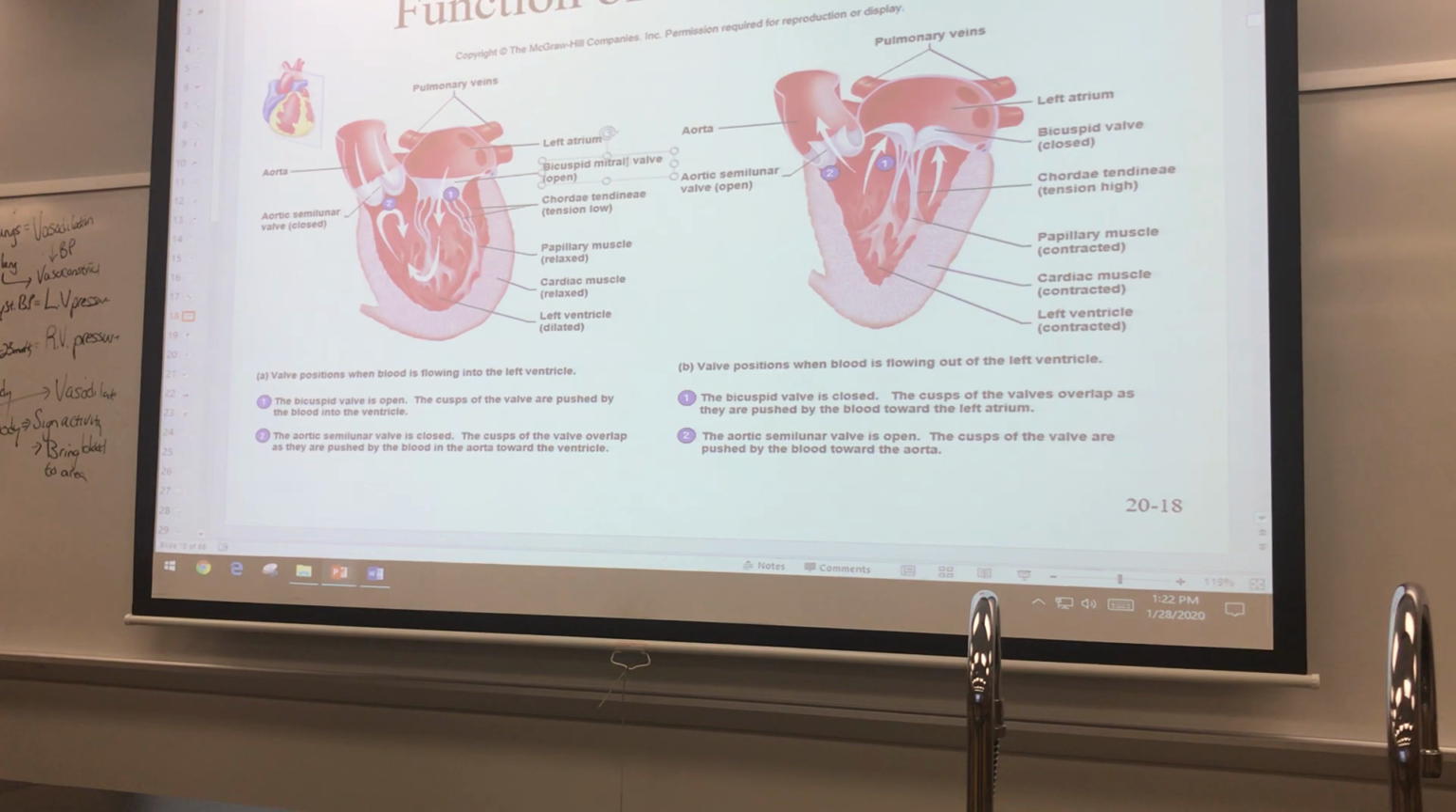Now, I know how many females we normally have in the class, that about 25% of the female population have a problem with the mitral valve. A small problem we call a mitral valve prolapse. It's not a big problem. Usually it's silent.